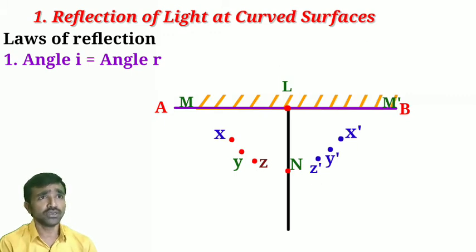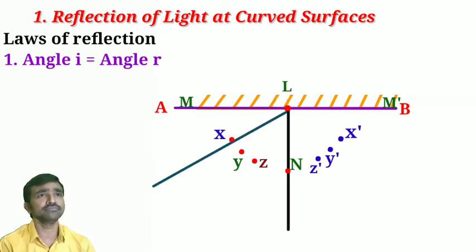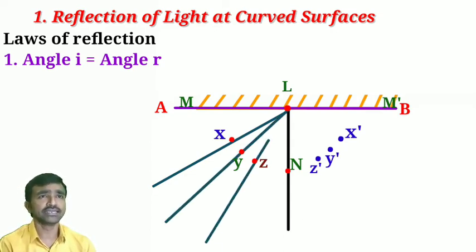Now draw a line to join point X with point L. Name that line XL. Similarly join Y and L, Z and L, N and L. Don't go for the right side now. What happens when we incident the light along these paths? We just have to identify that.